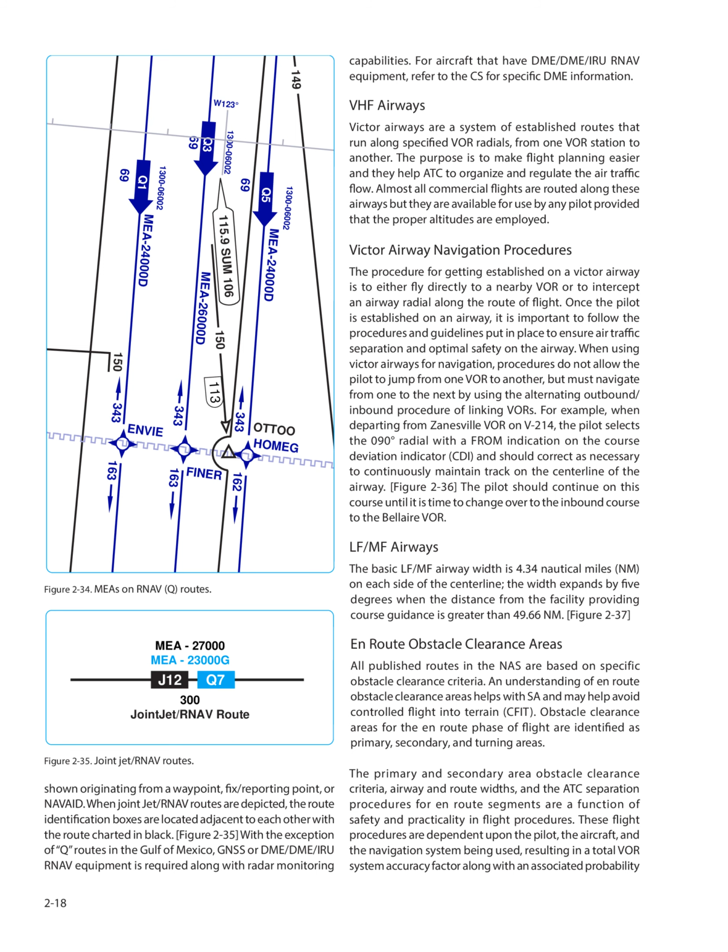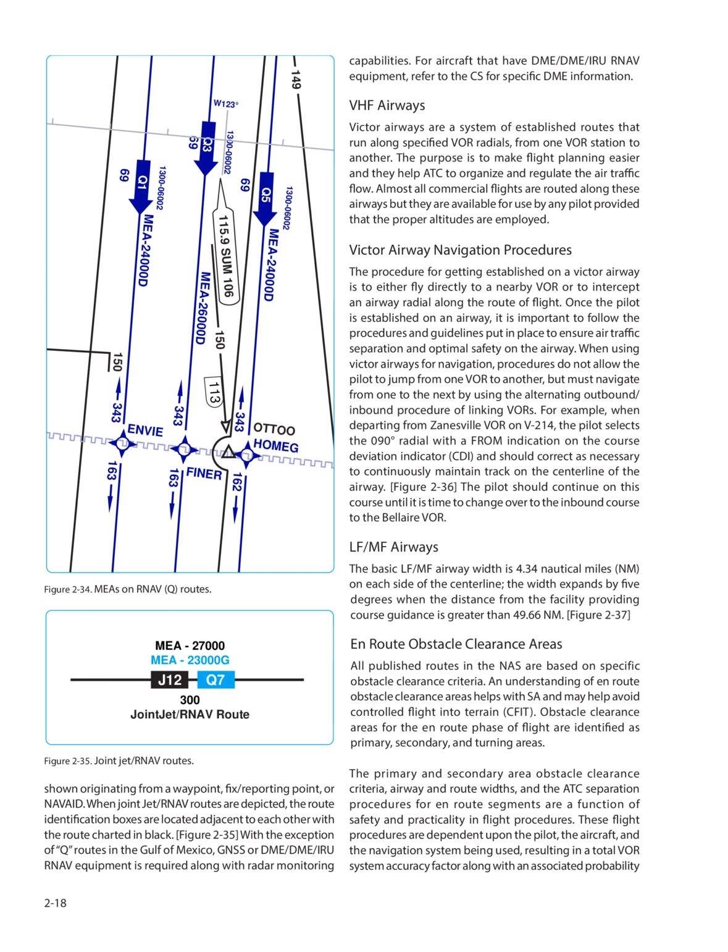On route obstacle clearance areas. All published routes in the NAS are based on specific obstacle clearance criteria. An understanding of on-route obstacle clearance areas helps with SA and may help avoid controlled flight into terrain, CFIT. Obstacle clearance areas for the en-route phase of flight are identified as primary, secondary, and turning areas. The primary and secondary area obstacle clearance criteria, airway and route widths, and the ATC separation procedures for en-route segments are a function of safety and practicality in flight procedures.